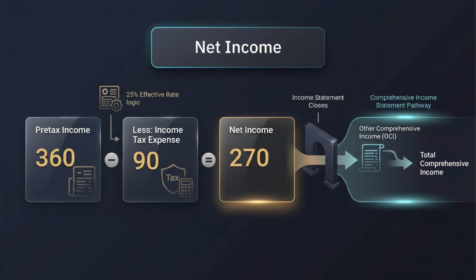The final step in net income is tax. Northbridge applies a 25% tax rate to pre-tax income of 360. That gives income tax expense of 90. After deducting tax, net income is 270. This is the bottom line of the traditional income statement. But under ASC 220, this is not the end of the performance story. Net income is complete, but it is also the bridge into comprehensive income.